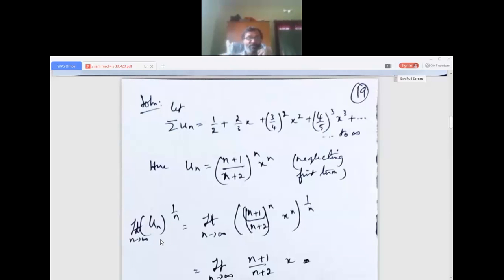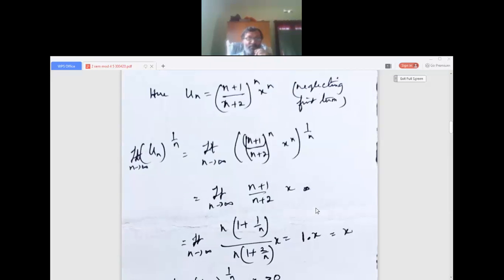So what is Cauchy's root test? Take the limit as n tends to infinity of un power 1 by n. That is the limit as n tends to infinity of ((n plus 1) by (n plus 2)) whole power n into x power n, whole power 1 by n. The nth term is written here.